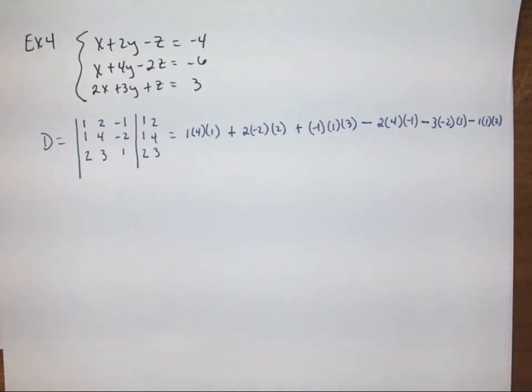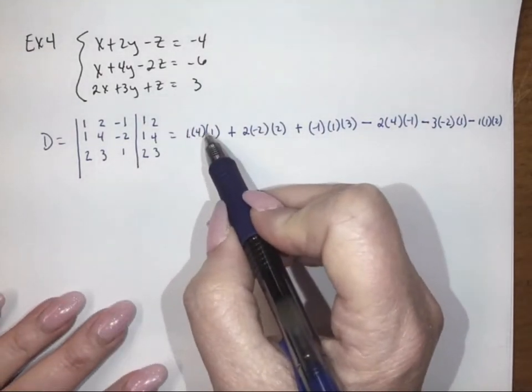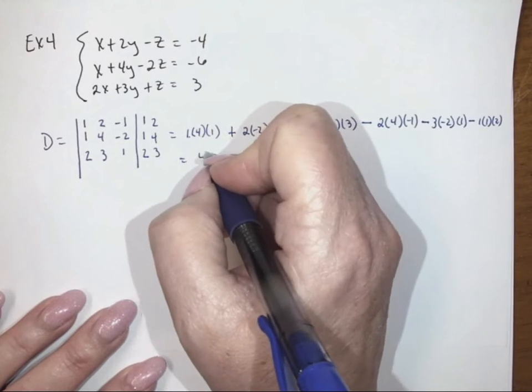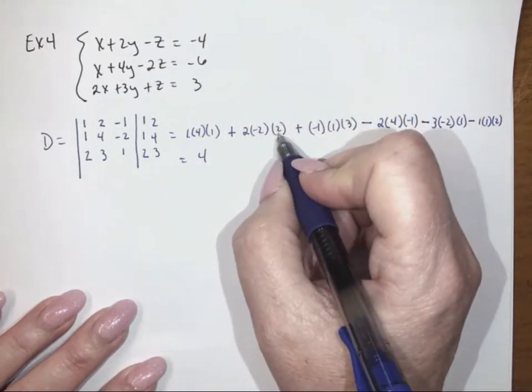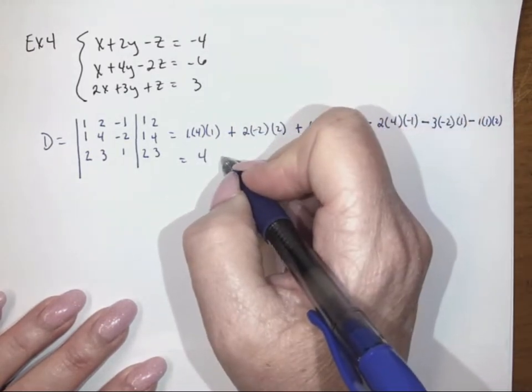Got a little small there, sorry about that. So 1 times 4 times 1 will get us 4. 2 times negative 2 times 2 is a negative 8.